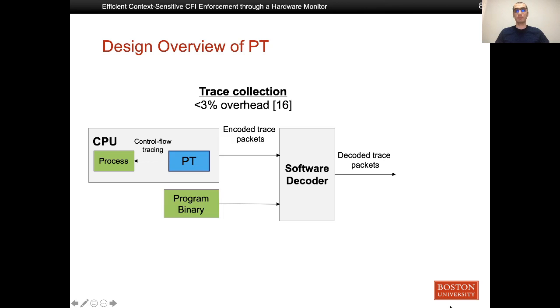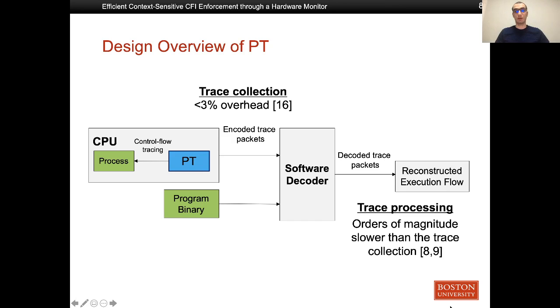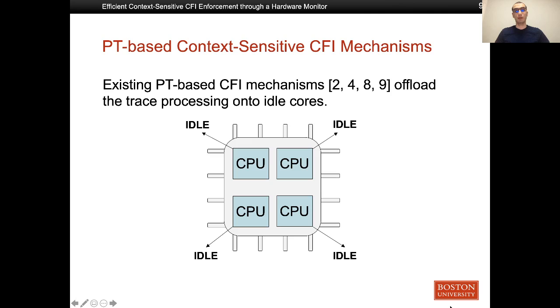However, any PT-based CFI mechanisms need to decode these encoded packets using a software-level decoder to obtain the reconstructed execution flow. And this decoding process, or trace processing, is orders of magnitude slower than the trace collection. How do PT-based context-sensitive CFI mechanisms prevent the excessive overhead of trace processing? Existing mechanisms offload the trace processing onto idle cores.